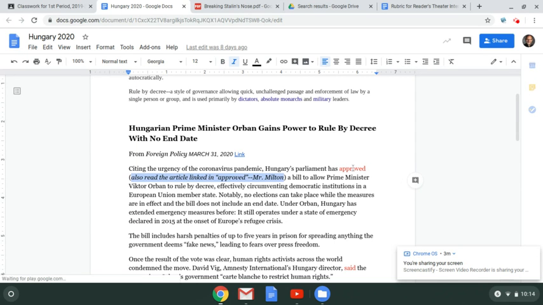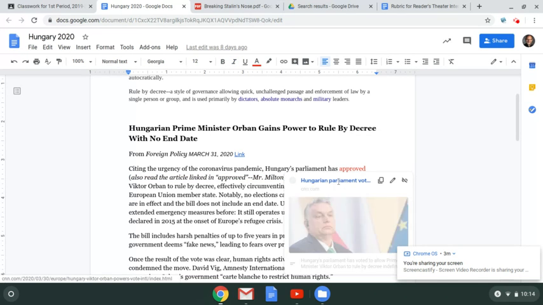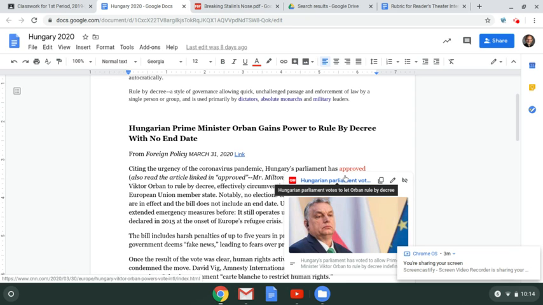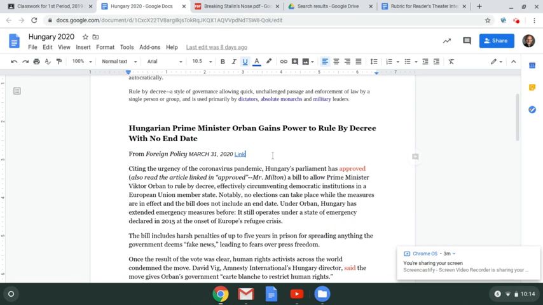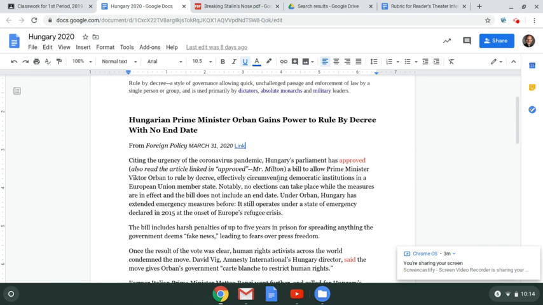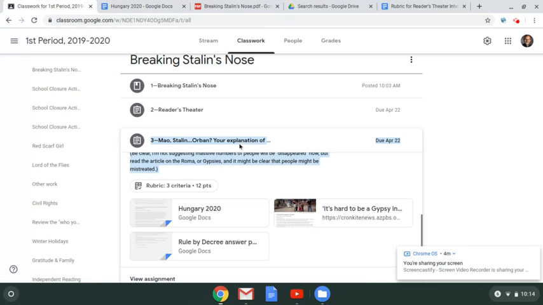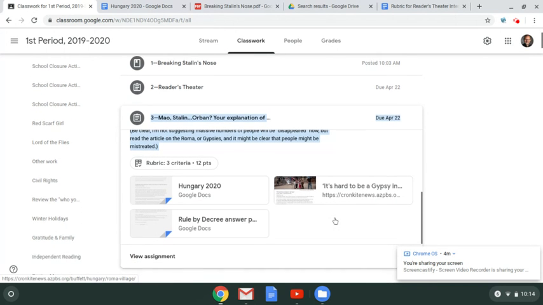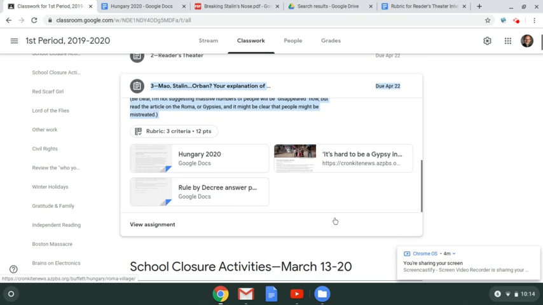I want you to go ahead and read the article at this link about the Hungarian parliament, the Hungarian legislature, and Viktor Orban is his name. So please read that article. Then also read this article: It's Hard to Be a Gypsy in My Town. Gypsies are an ethnic people group that live in the region, and the Hungarian government and most Hungarians are not particularly thrilled about that, in fact.